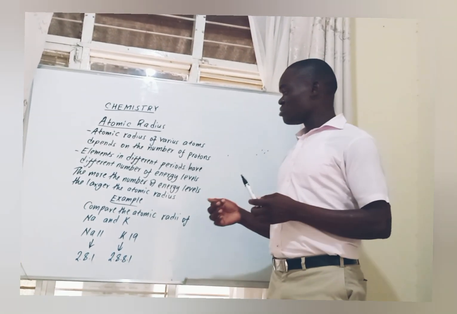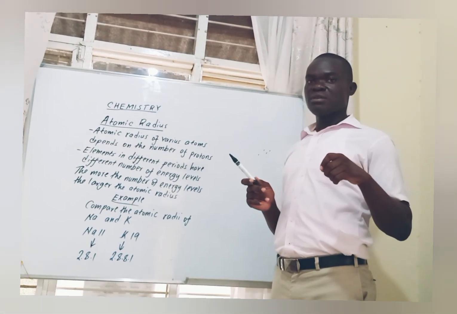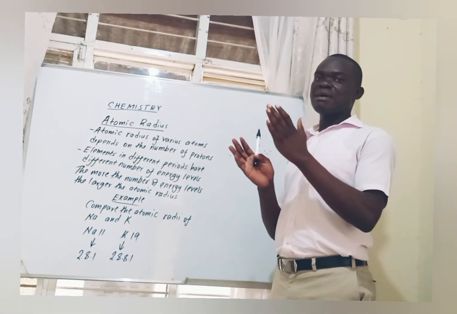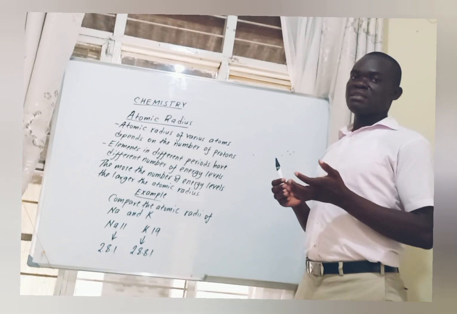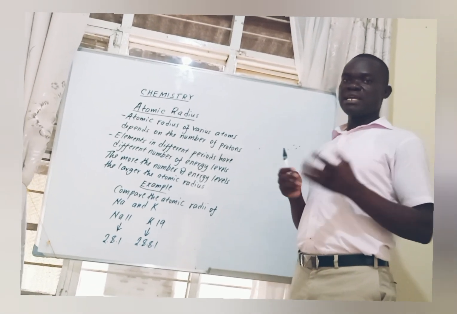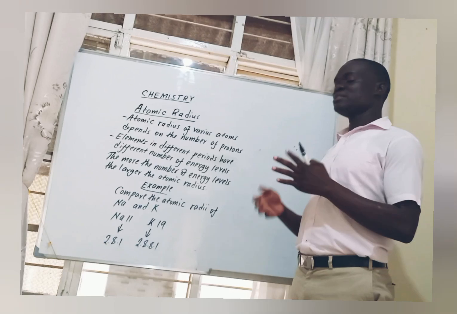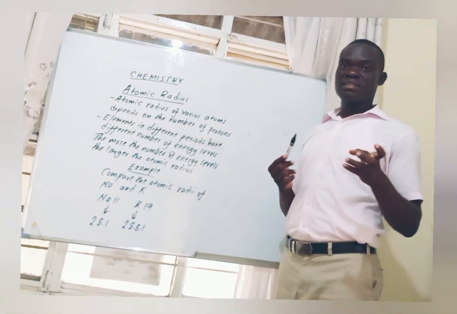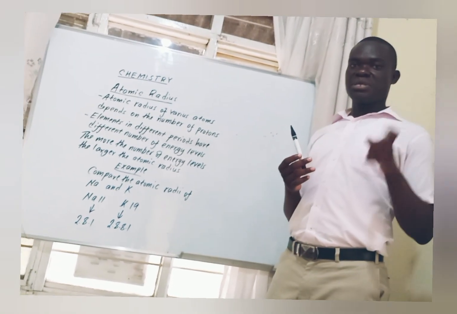So in conclusion, when elements are in different periods, to compare their atomic radii, we count the number of energy levels. The one with more energy levels is larger than the one with fewer energy levels. The one with fewer energy levels is always smaller. So that is how we compare atomic radii of elements that are in different periods.